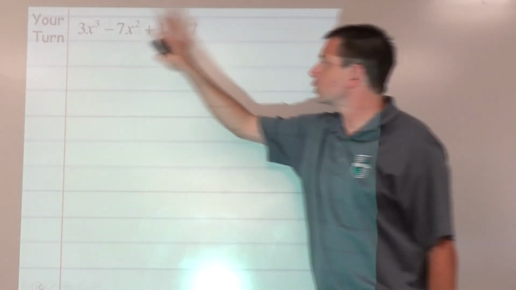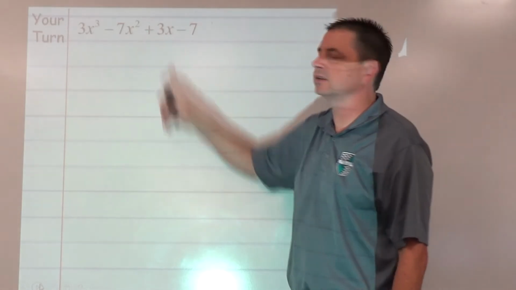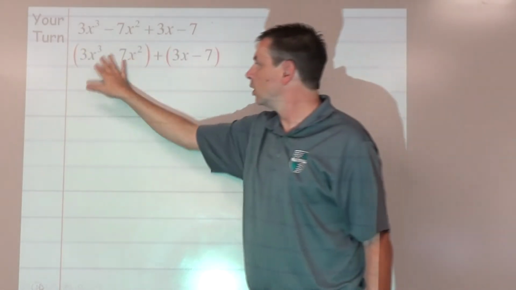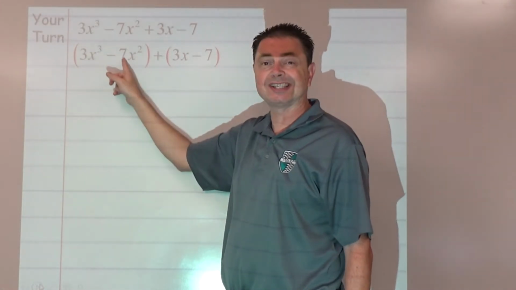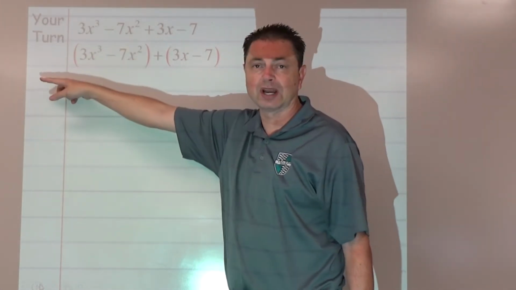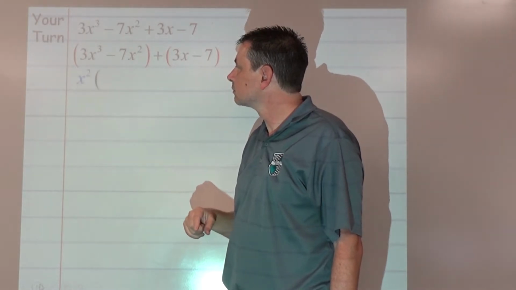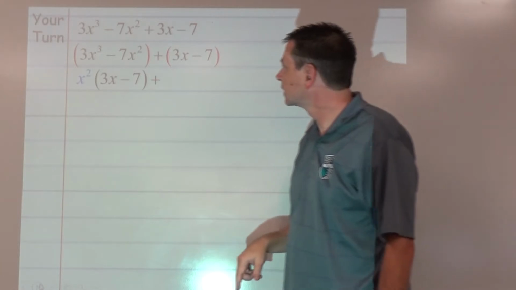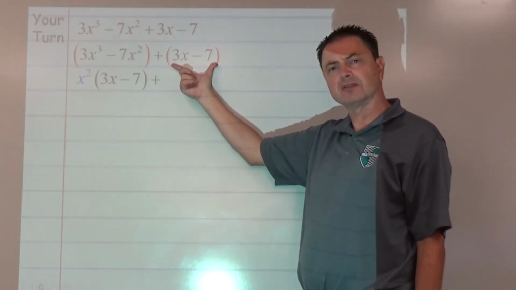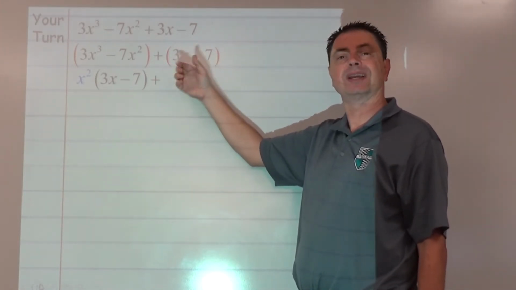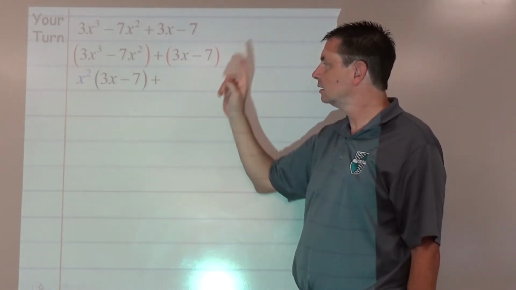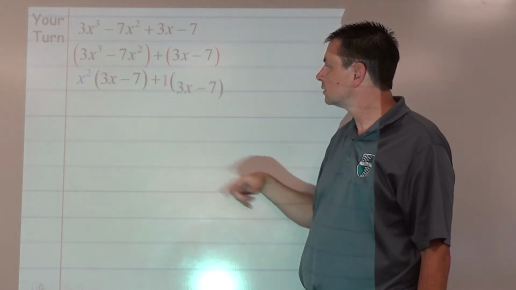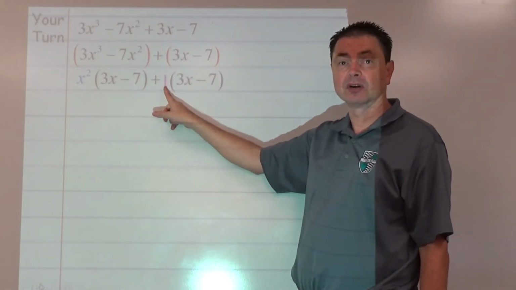All right, so we're going to group the first 2 with parentheses, the last 2 with parentheses, and keep the plus in the middle. We're going to factor each one. Factor out the GCF, greatest common factor, x squared. That's going to leave behind 3x minus 7. In this group, there's really nothing to factor out. There is no GCF, so we could think of it as 1 times this. Good idea to have that 1 here for later.